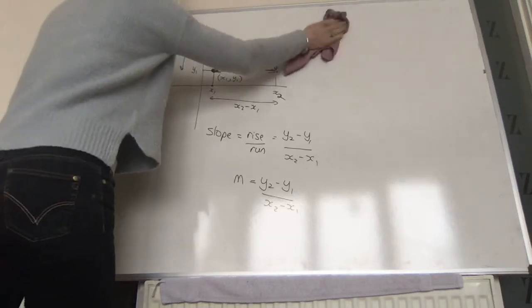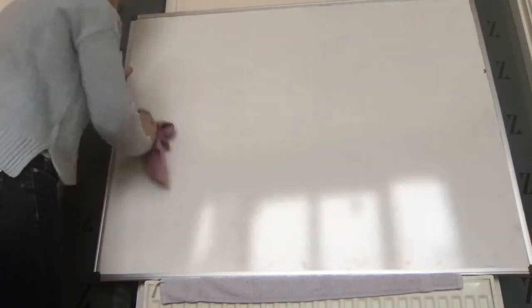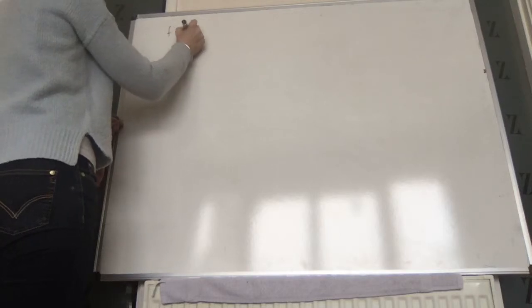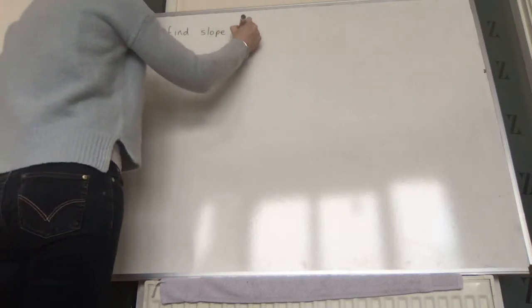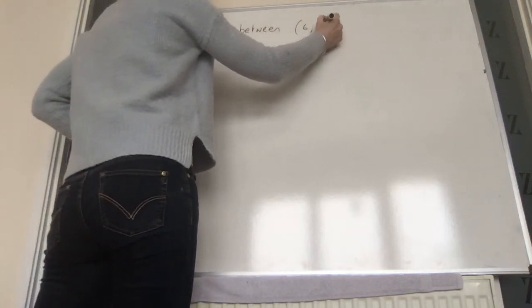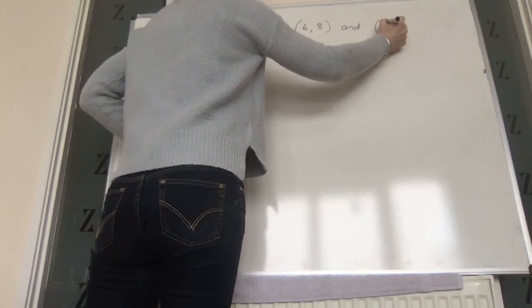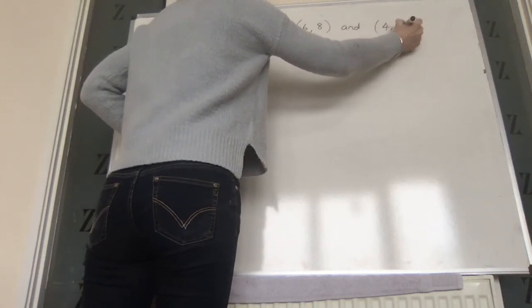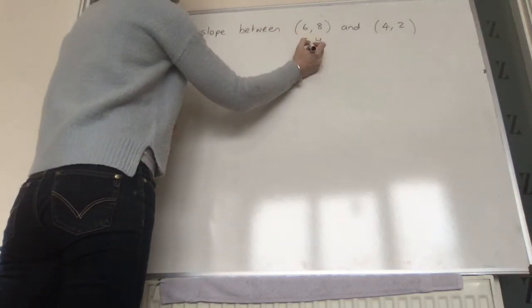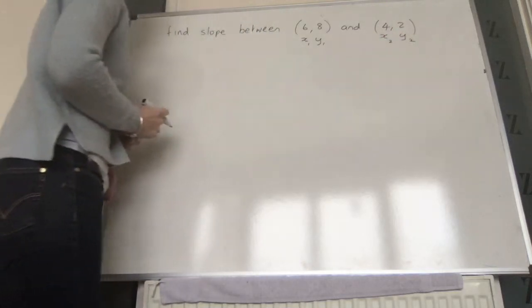Okay, so let me just quickly do a question for you so that you know how to use the formula to get the slope. So if you had a question, find the slope between the point (6, 8) and the point (4, 2). You label the points, call this one x1, y1. This is also x, y, so we'll call it x2, y2.